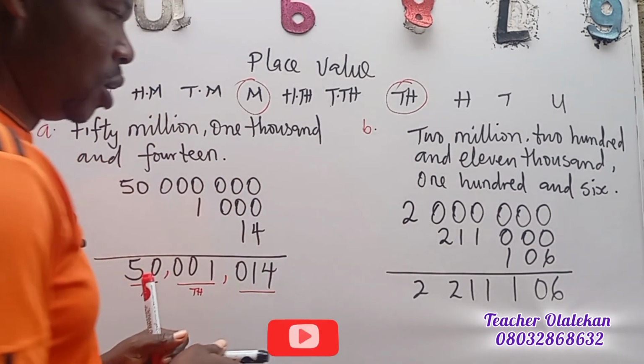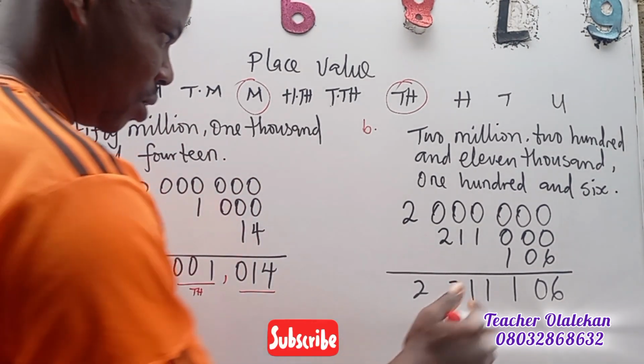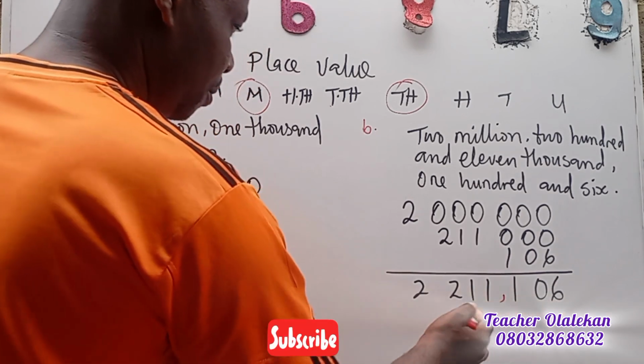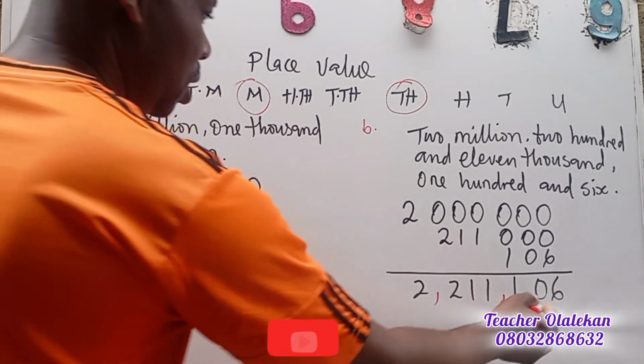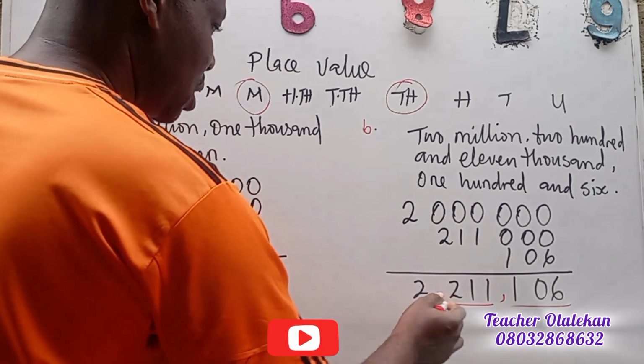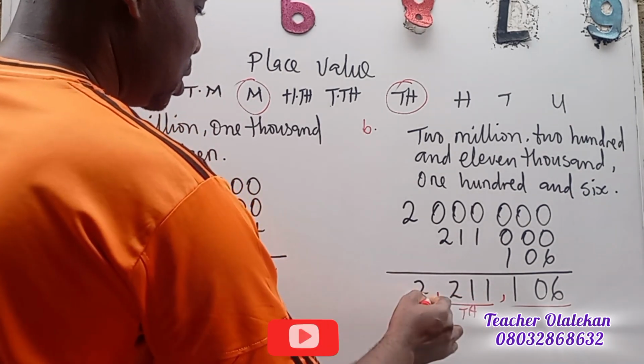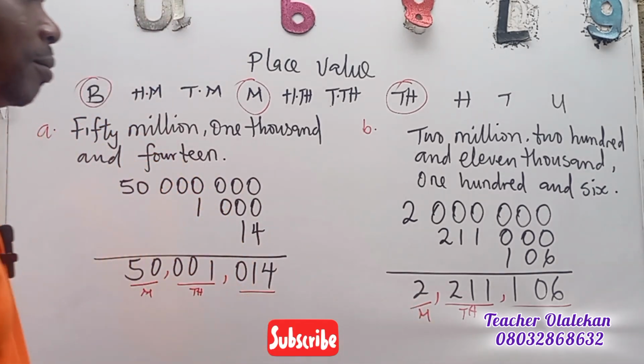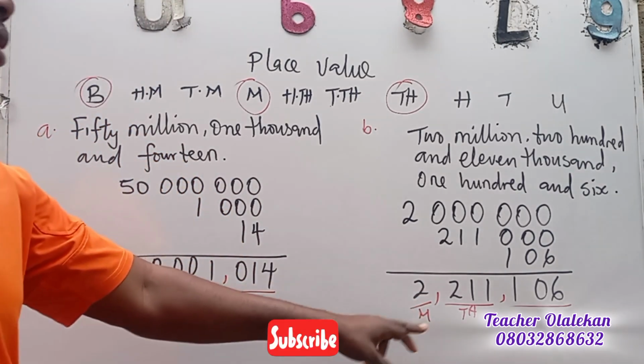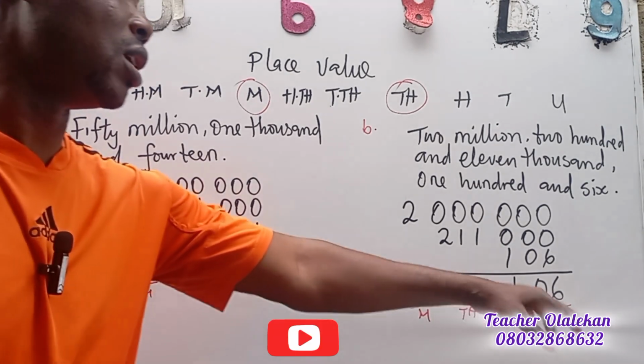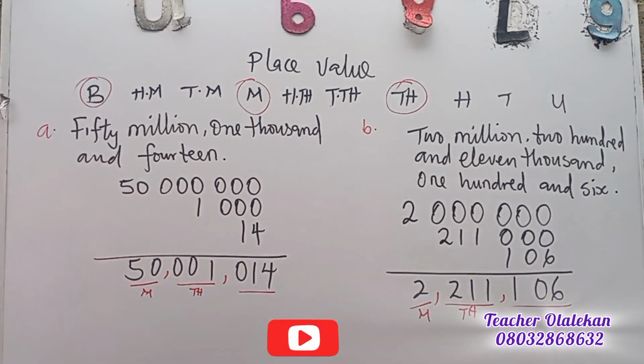So now let's group to know if our answer is correct or wrong. 1, 2, 3, comma, 1, 2, 3, comma. This is the ordinary group, this is thousand, and this is million. So now let's pronounce it. 2,211,106. Then we're correct. So that's how to check if your answer is correct or wrong.